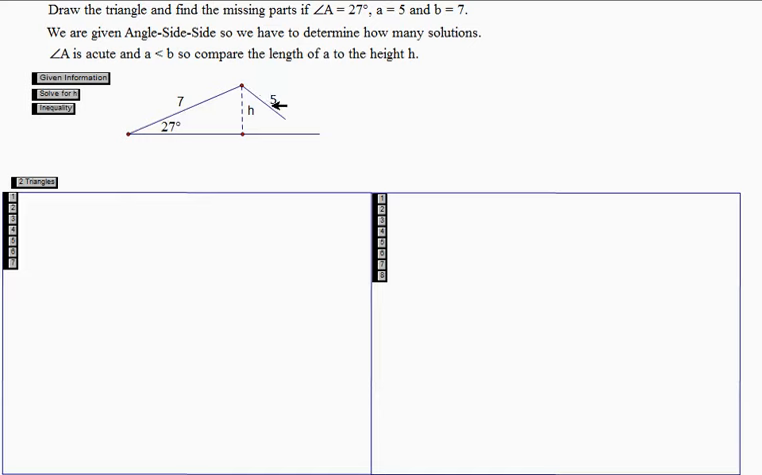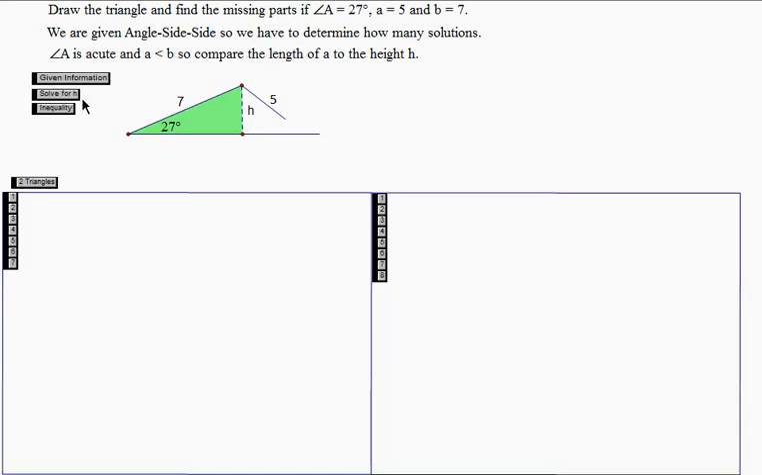From before, we learned that we want to compare 5 to H here, and so we want to find H. Notice we have a right triangle here. In order to solve this right triangle, we can simply use sine. Sine of 27 equals H over 7.